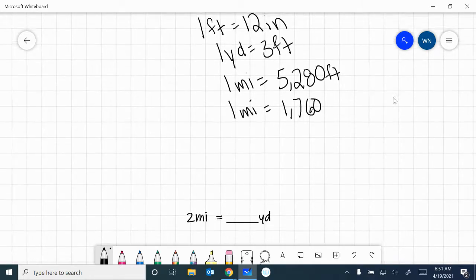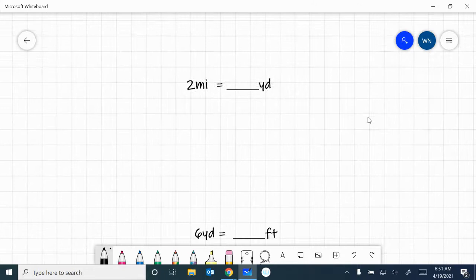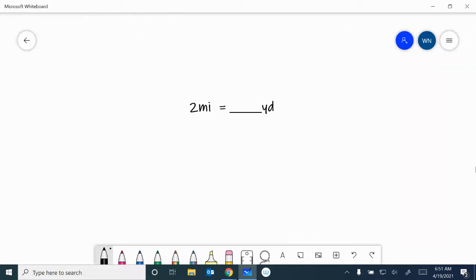Let's go ahead and move into our notes. So the first one says 2 miles equals how many yards? We know that 1 mile equals 5,000. Oh, no, it doesn't. That's feet. 1 mile equals 1,760 yards. So if I want to make it 2 miles, I know I need to multiply it by 2. So let's go ahead and multiply 1,760 by 2.